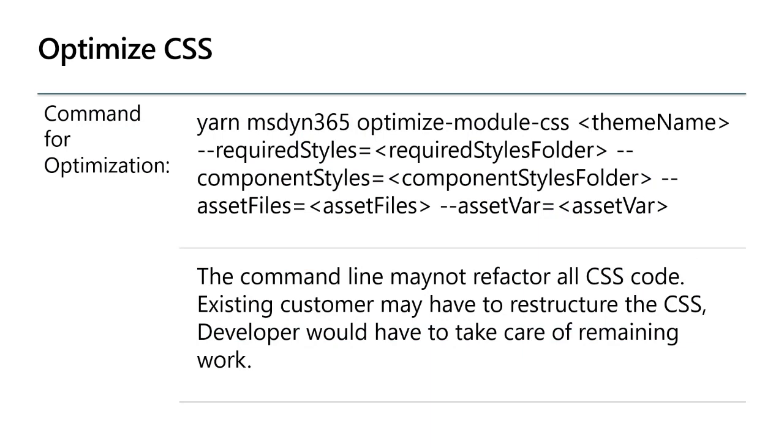for optimization as shown in the slide. This is the command here. This command will look at all the modules that the customer has and generate the structure for CSS. Please note that this command is not expected to refactor all CSS code. We would say maybe 75% or more can be done. Existing customers might have to do some additional dev work to restructure the CSS, so this involves some development work.